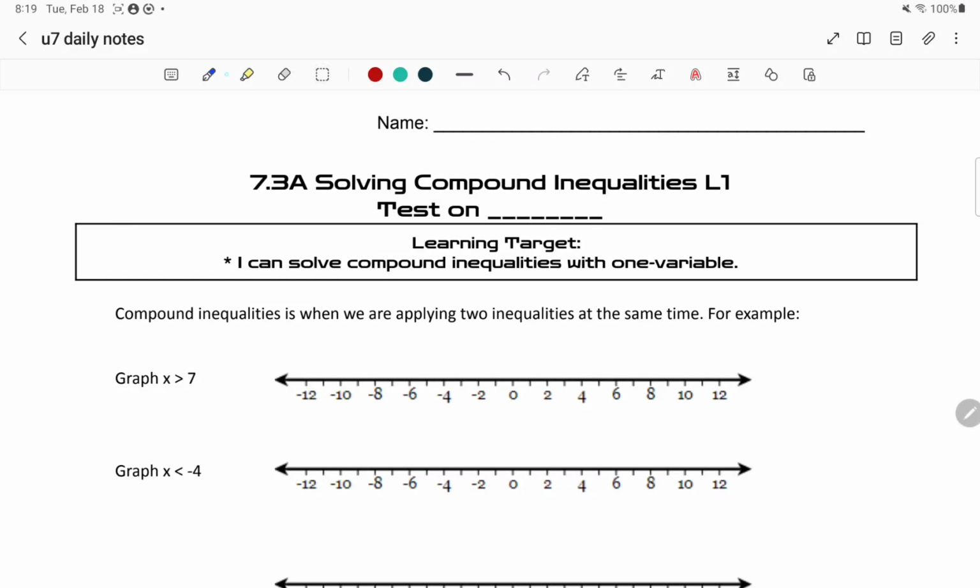Hello, we're going to be doing solving compound inequalities today. So our learning target is just that. I can solve compound inequalities with one variable. A compound inequality is when we have two inequalities that are being applied at the same time, and we apply them in one of two different ways.